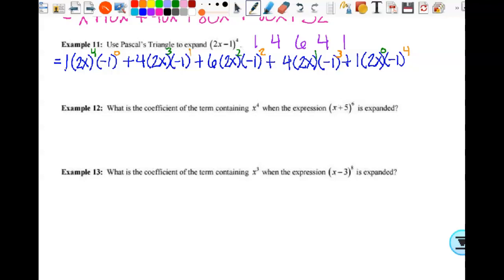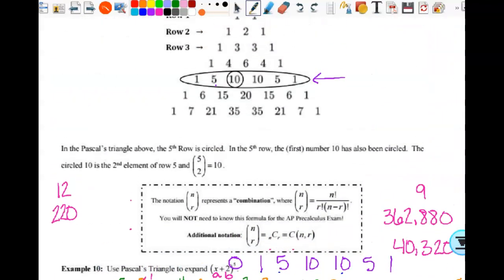Right here. That's a diagonal, it's not a row. There you go.